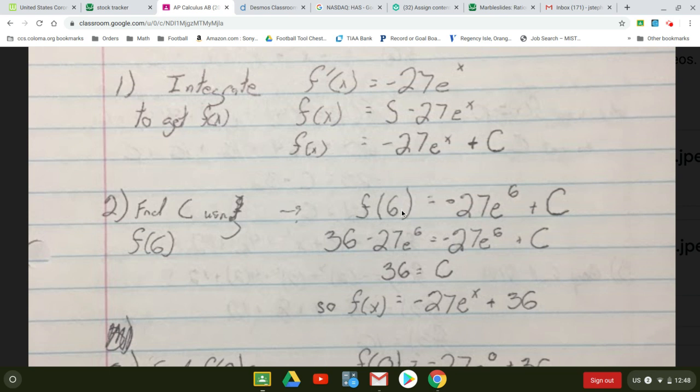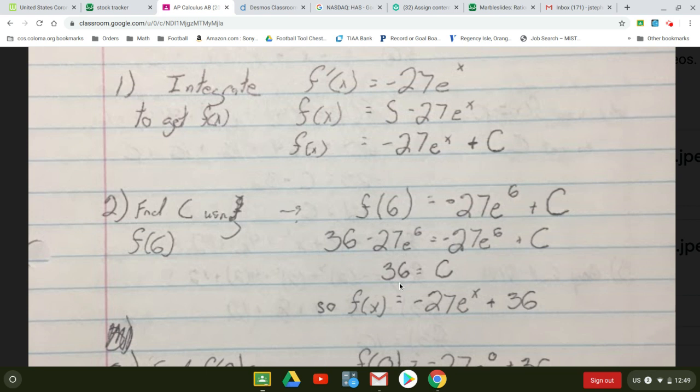So instead of f of x, we now have f of 6. We're plugging a 6 in for x, and we've just gotten negative 27 e to the 6 plus c. Well, that f of 6 way up here earlier, we said that f of 6 would be 36 minus 27 e to the 6. You can see here that c would have to equal 36 to make the two sides equal to each other. So instead of f of x being negative 27 e to the x plus c, f of x is negative 27 e to the x plus 36 because c is 36.